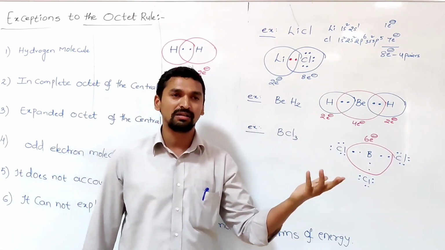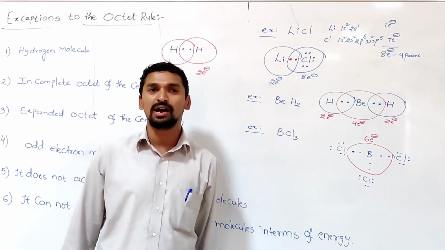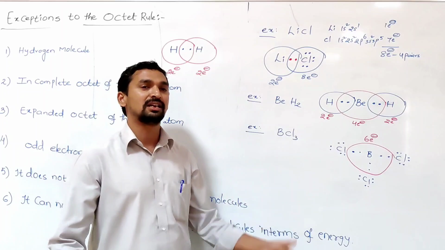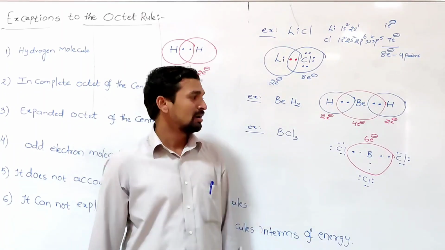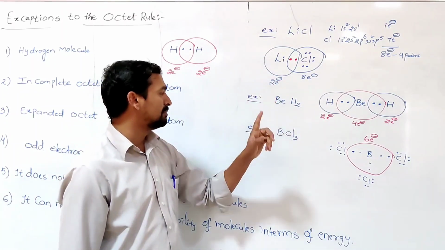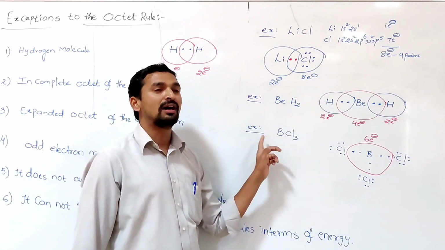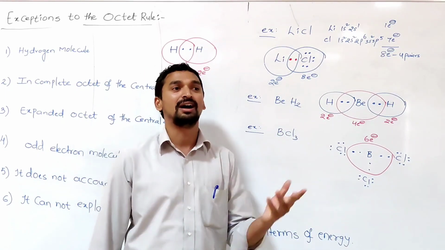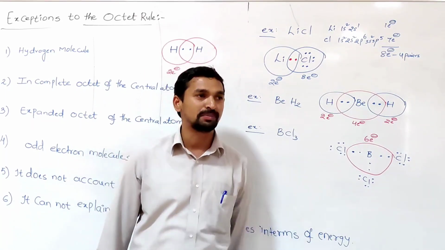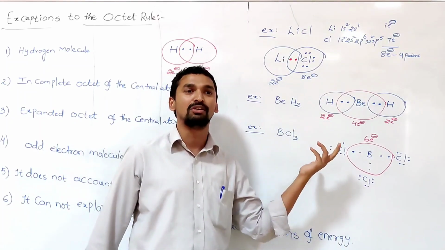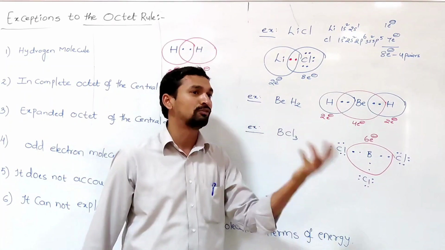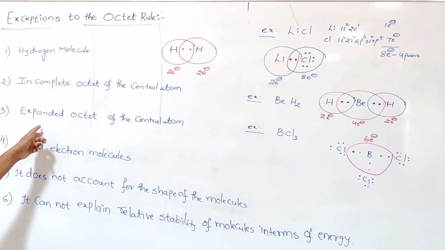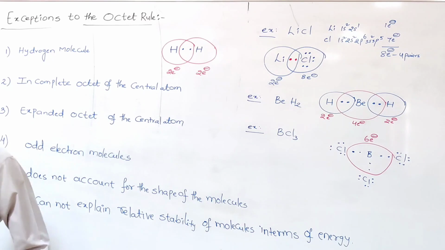According to the octet rule, whichever does not fulfill the octet configuration, that is, getting 8 electrons in its valency shell, is generally said to be unstable. However, this lithium chloride or beryllium hydride or boron trichloride, all are said to be stable molecules, even though they do not fulfill the octet configuration. That could not be explained by this rule, why they become stable even though not fulfilling the octet rule.